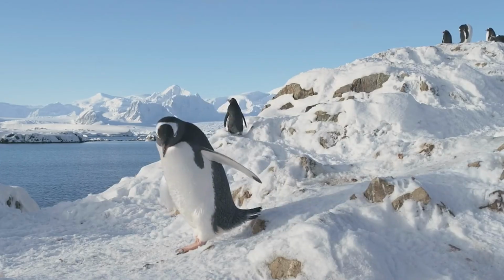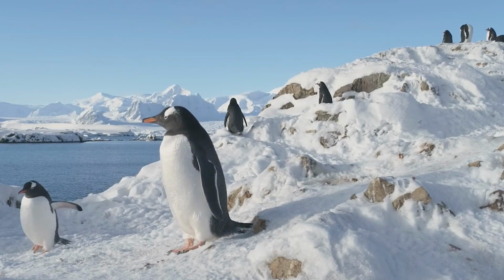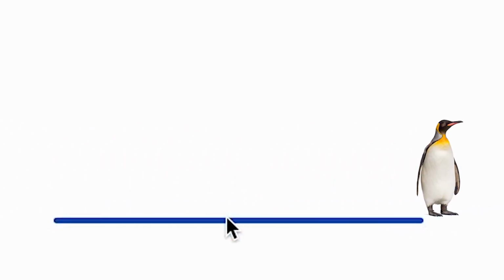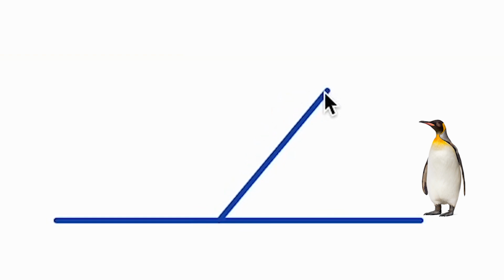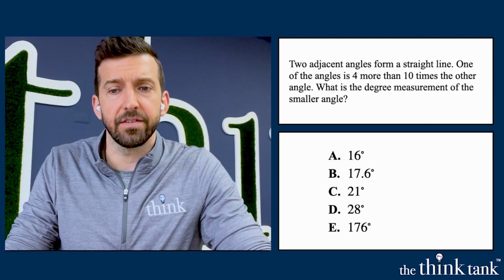ought to draw one. It's going to help you visualize and place all the information that they're handing you in the problem. We're talking about two adjacent angles that form a straight line. That might sound complicated, but it's really not. Two adjacent angles that form a straight line would look something like this. You've got one angle here, and an adjacent angle. What that means is it shares a side here, and together they form a straight line. Okay, so those are my two adjacent angles that form a straight line.